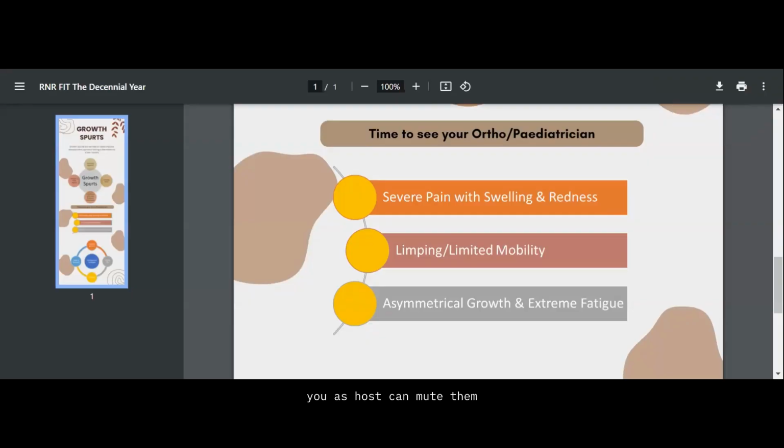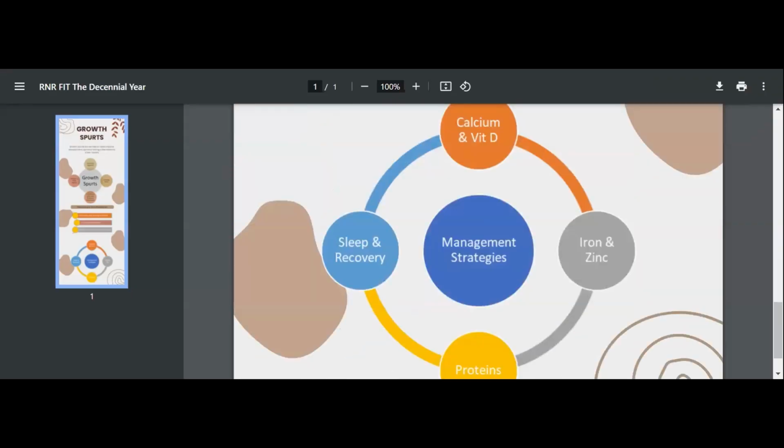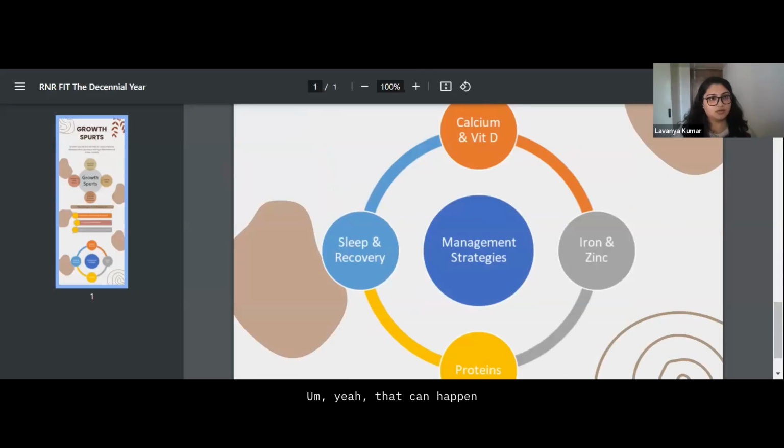Hey, Lavanya, you as host can mute them, whoever is. Let's see. Yeah, they're muted. Yeah, that can happen.